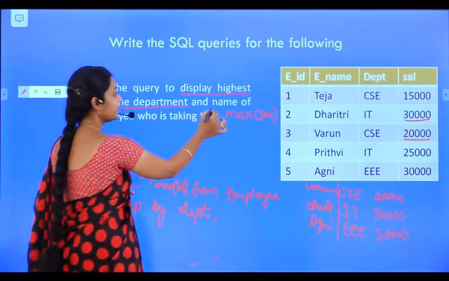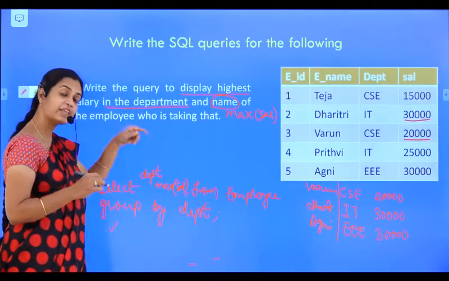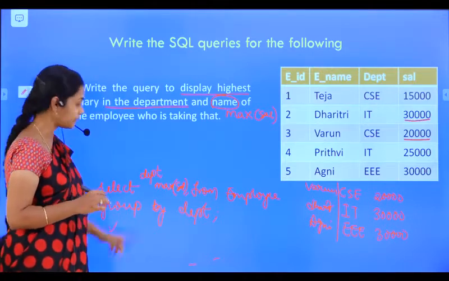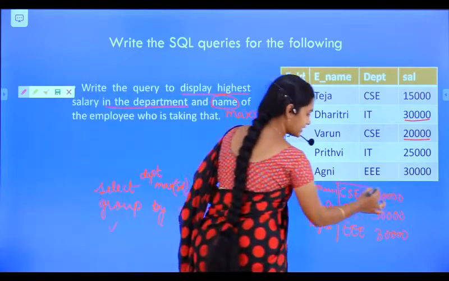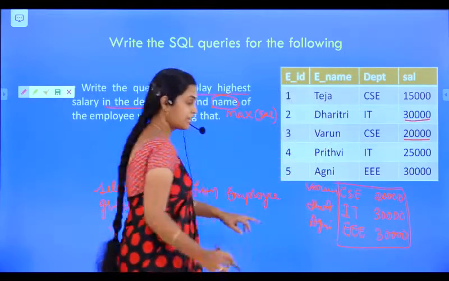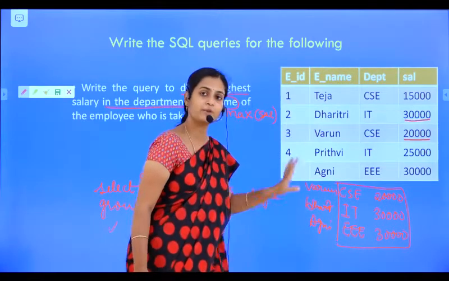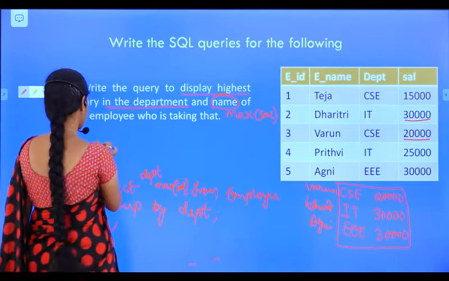What do we want here? We want to get the name of the employee who is taking the maximum salary. So when you run this inner query, what will be the output? This will be the output. Now how do you get the outer query? How do you get the employee names? This should be included in the outer query.